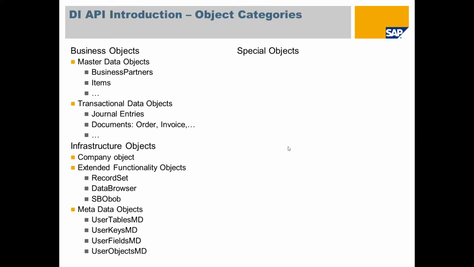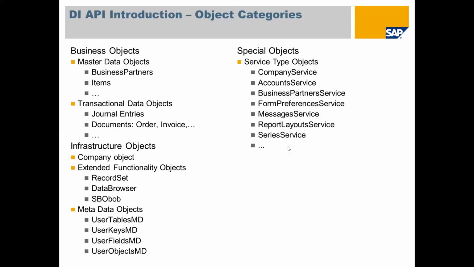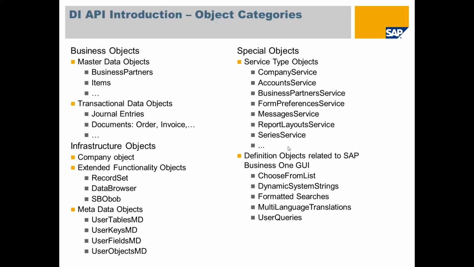Also, another basic group is the infrastructure object. So here we can see the company object. Also, we can see here the extended functionality objects like record set, data browser, and SBO Bob. In infrastructure objects also, we have the metadata objects, which we use to create user tables, user keys, user fields, and objects. Special objects are also here. So we will discuss this in the next sessions. And also, there are objects related to the SAP Business One GUI API.